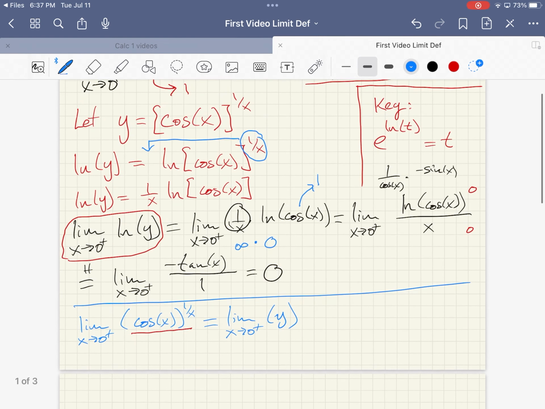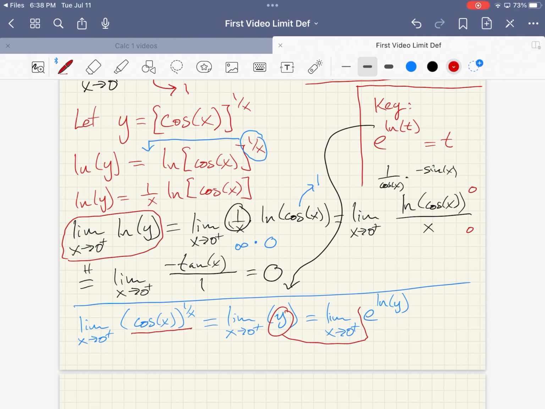And this is where my key step comes into play. Because what I'm going to do is let this be the limit as x approaches 0 from the right of e to the natural log of y. So notice I'm replacing y with e to the natural log of y. So that's what happened here. This becomes this. And that's just because they're inverses of one another.